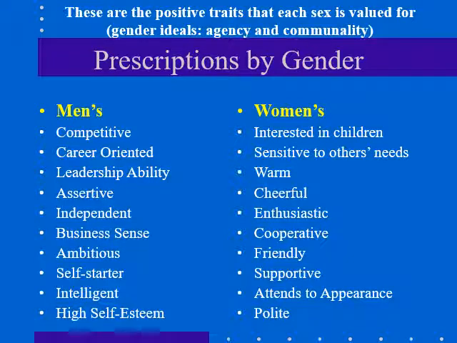Gender ideals: if you look at the men's side, you're seeing a lot of overlap between those lists that I've been showing you, right? Competitive, career-oriented, assertive, independent, leadership ability. These are what you would call male agency. And then on the women's side, you're seeing definitely some communality: interested in children, sensitive to others' needs, warm, cooperative, supportive, polite, right? Women are nice, kind of thing. But there are some other things that women have to be as well, like cheerful, enthusiastic, smiling, friendly. And they have to attend to their appearance. Very important, ladies, that we care about what we look like.